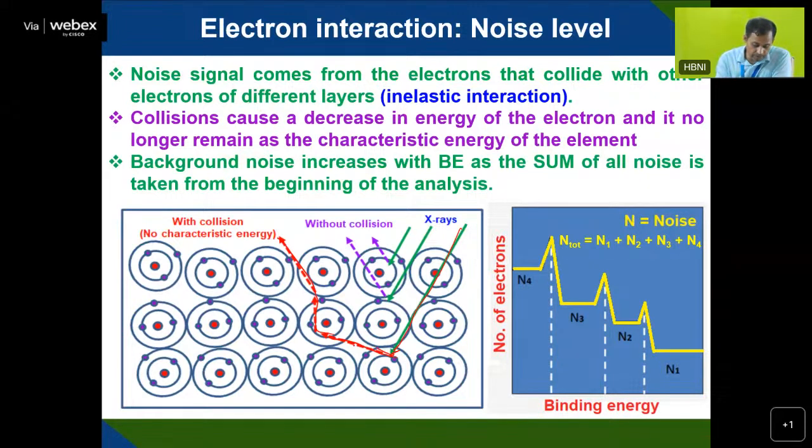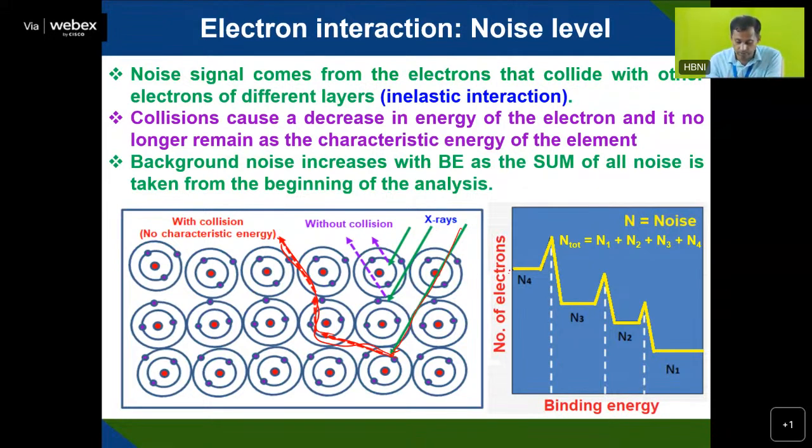Because of this multiple interaction inside the body, the electron loses energy, which is no longer the characteristic energy of that element. That mainly contributes to background noise that increases with the binding energy. The sum of all this noise can be taken from the beginning of the analysis.